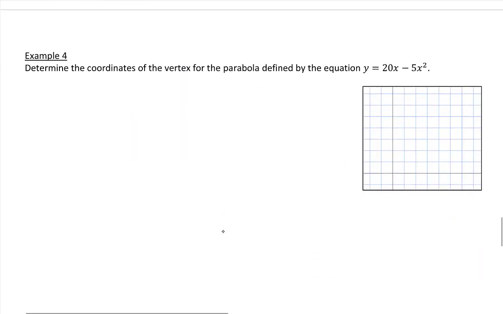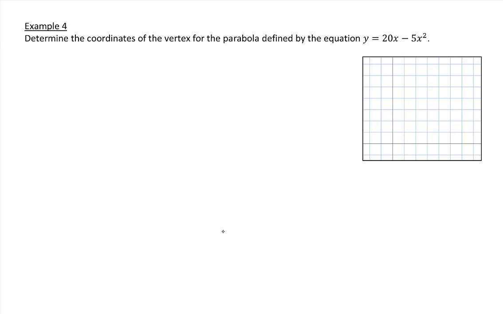Last example, and we're going to see why factoring is now important. We have y equals 20x minus 5x squared. I want to find the coordinates of the vertex for this parabola. So I need to find the zeros, the axis of symmetry, optimal value, and then I'll have the vertex. We can create a table of values and try to find the vertex, but let's see if we can do it algebraically without a table of values.